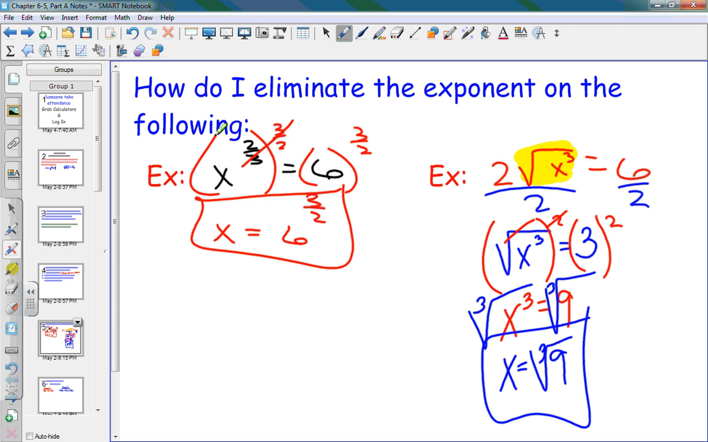Now, what do I want to draw your attention to? Everything we did in that example were opposites, correct? The opposite of multiplication is division. The opposite of a power is a root. The opposite of addition is subtraction. The opposite of a root is a power. So today is all about opposites. Do we all understand this, yes or no?